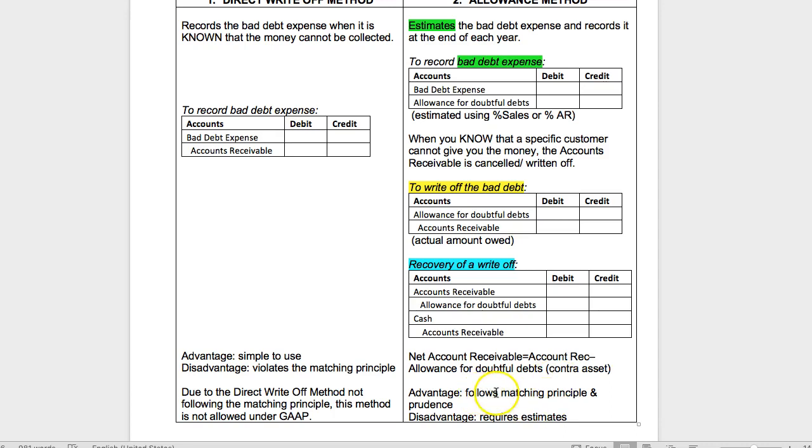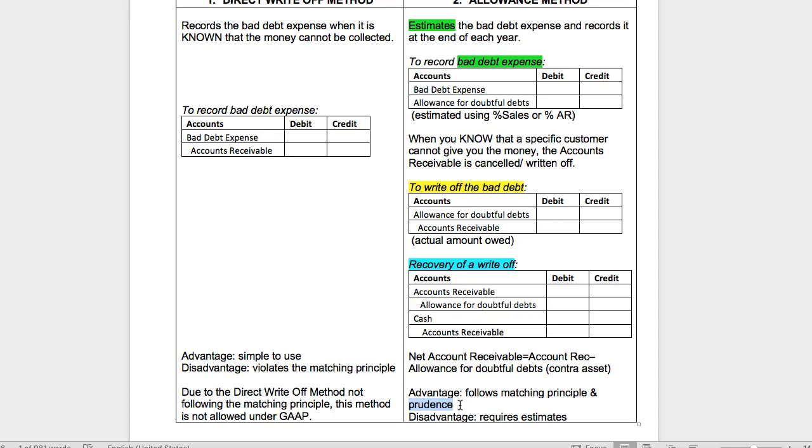Now, the advantage of this method is it does follow the matching principle. So you record your sales revenue, and every year you will record the bad debt expense, and it will match together in the same year. And it also follows this qualitative characteristic of prudence. And you might not remember talking about this. It's from chapter 1 of the financial accounting book.